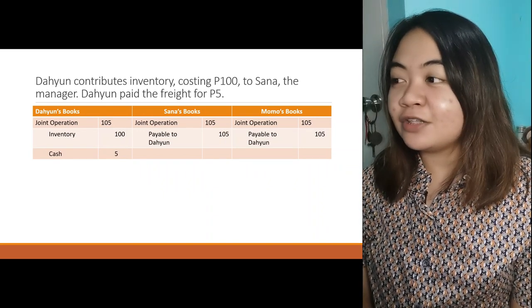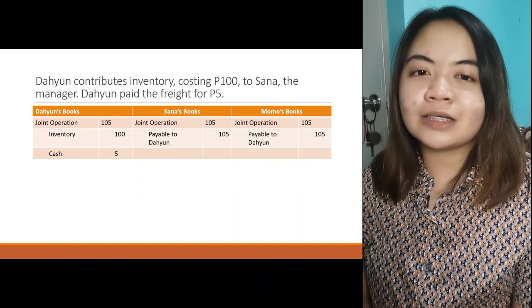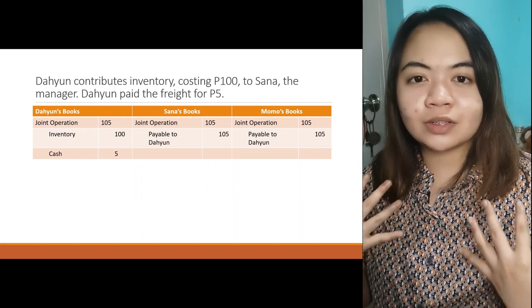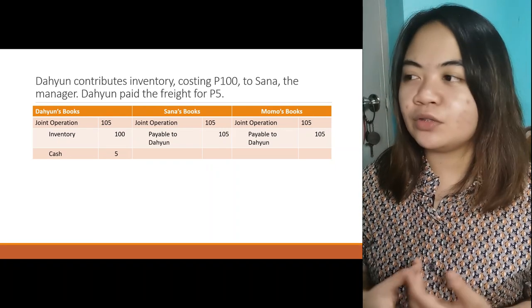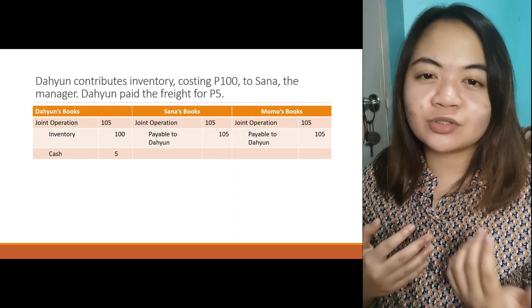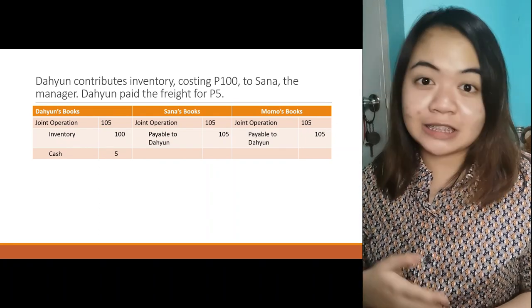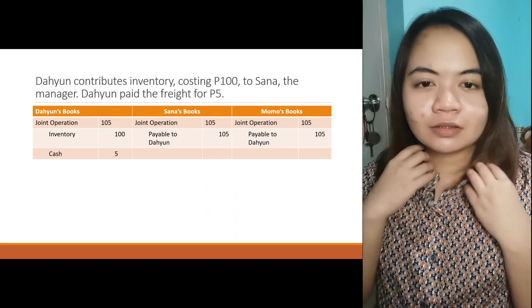Then you have inventory, credit, kasi nabawasan si, on the personal negosyo of Dayon, nabawasan siya ng inventory, credit ka ng inventory 100, and then credit ka ng cash because you paid for the freight. So yun.